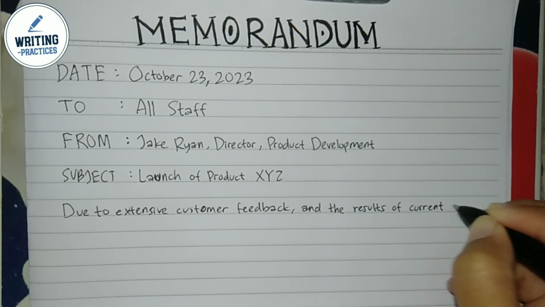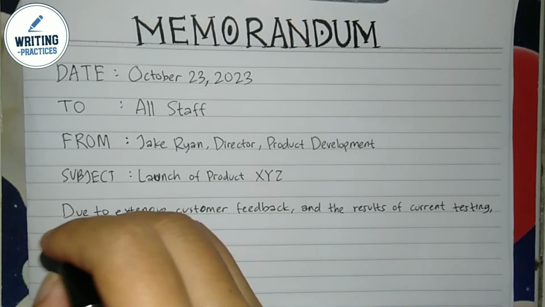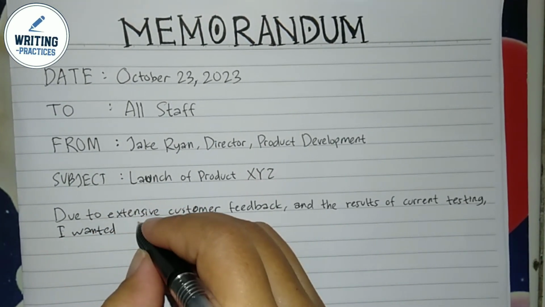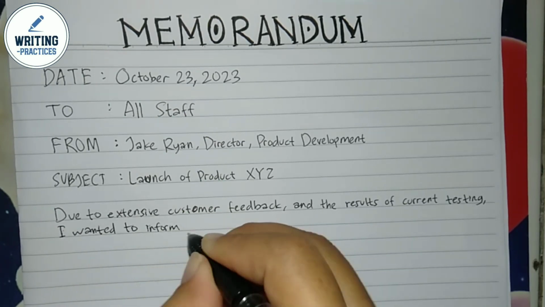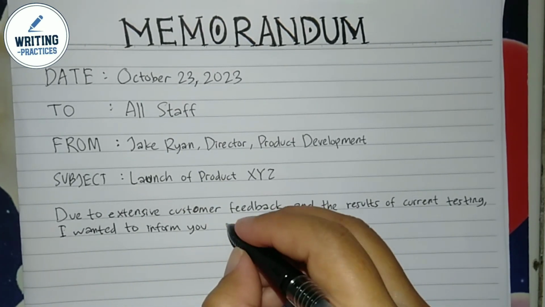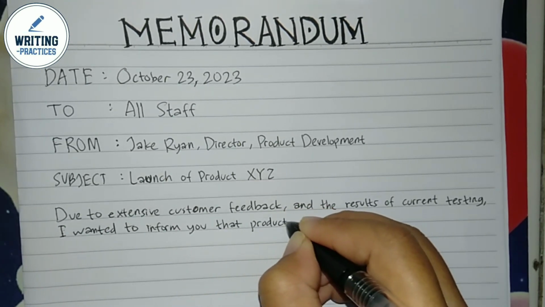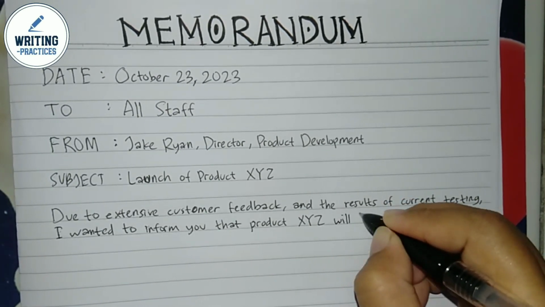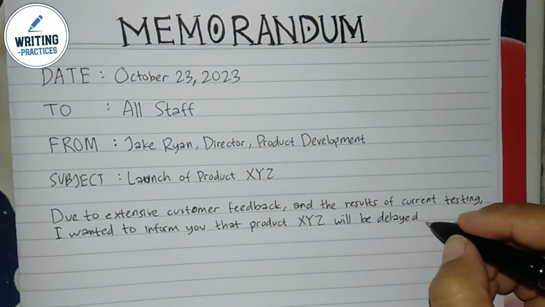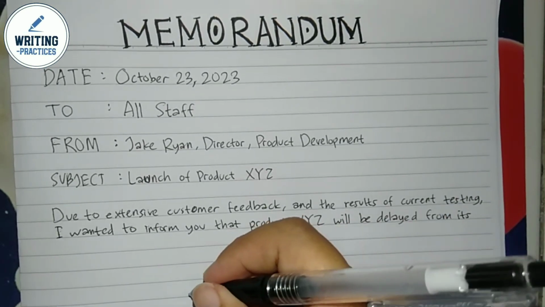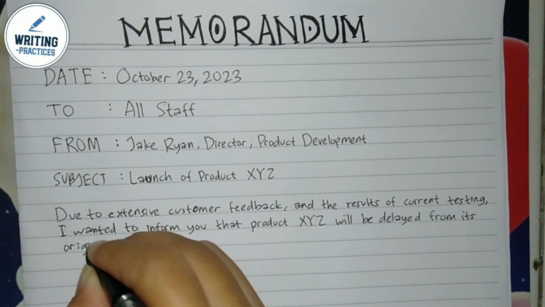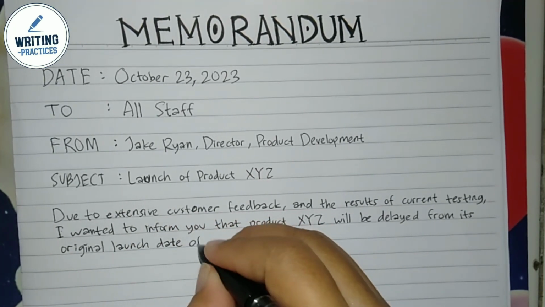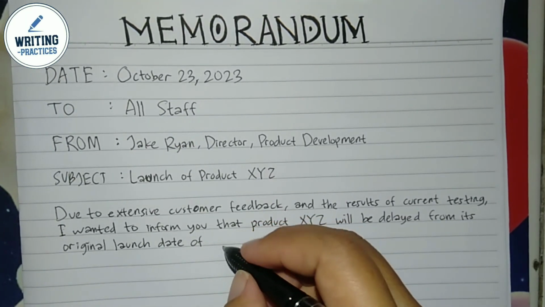In the first paragraph, write the point of the memorandum. Since the subject is about a product launch, then you need to start with it. The issue here is the product launch that needs to be delayed. You can then mention more details like the date, the reasons why, and so on.